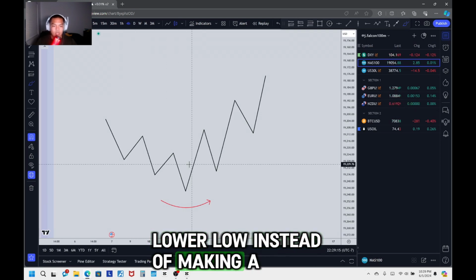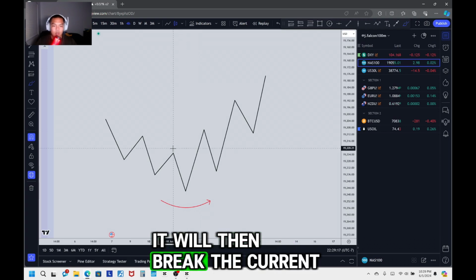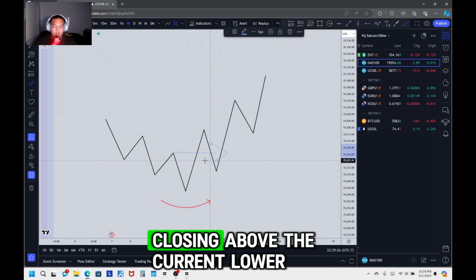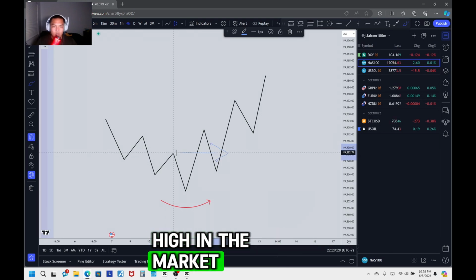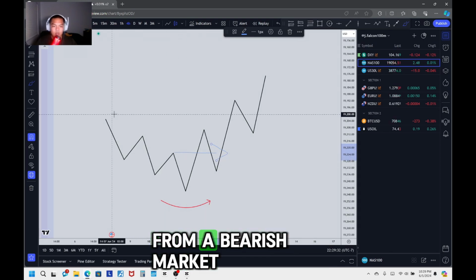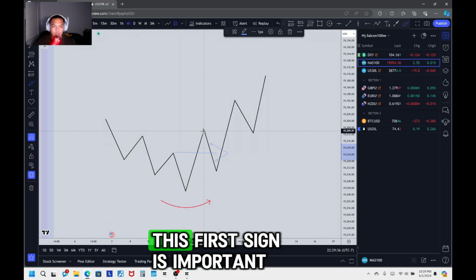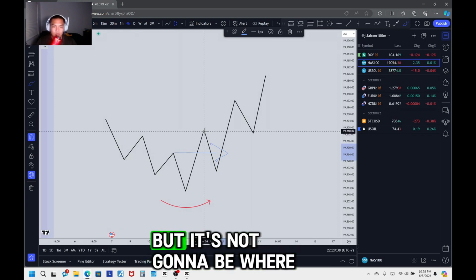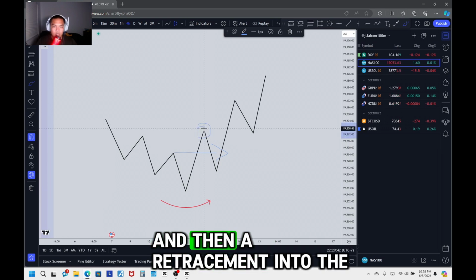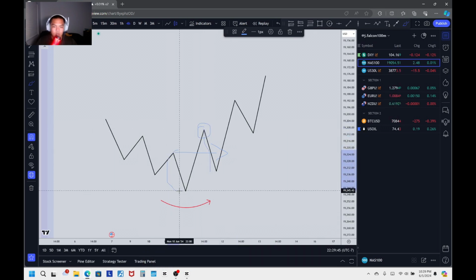and instead of making a new lower high, it'll then break the current lower high and make a new high. This break of structure, closing above the current lower high in the market, is the first sign that price is willing to shift from a bearish market to a bullish market. This first sign is important, but it's not going to be where you take the entry. This is going to be a break and then a retracement into the last down move.